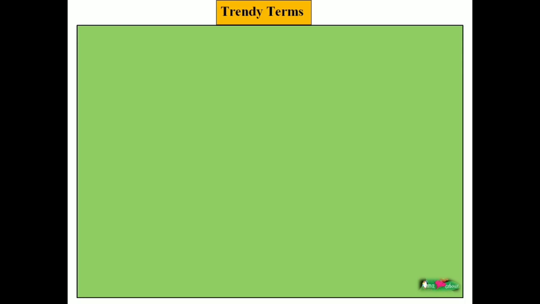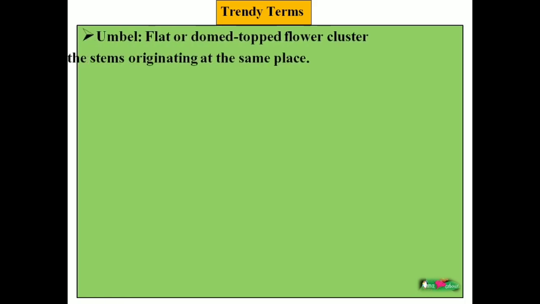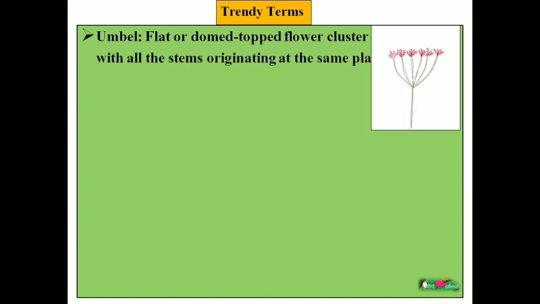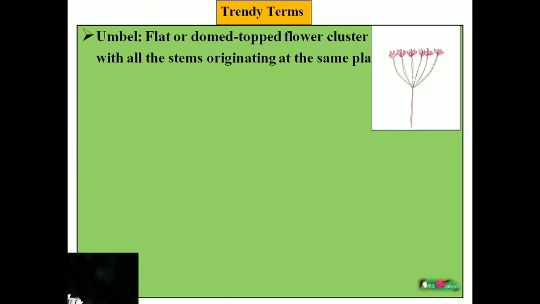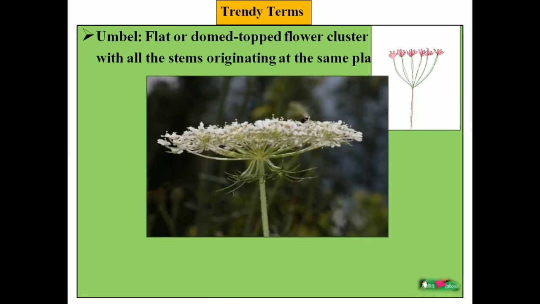So let's start. In trendy terms, the first term is umbel. As you can see in the picture at the right end, it's simply a type of inflorescence. It's a cluster of flowers in which stalks of nearly equal length arise from the center and form a dome shape, somewhat like an umbrella. Keep in mind, umbel means umbrella-shaped, and the word umbrella comes from Latin.